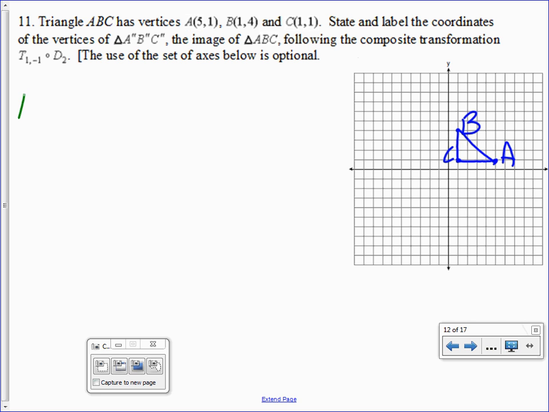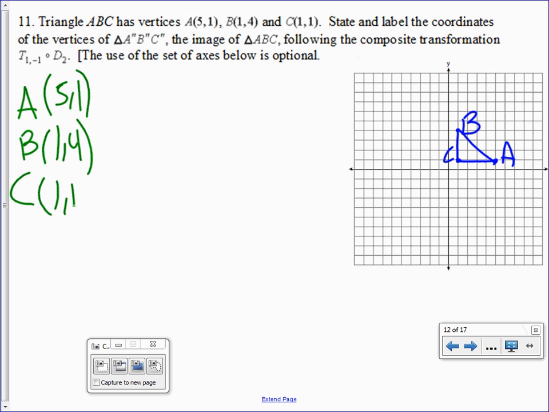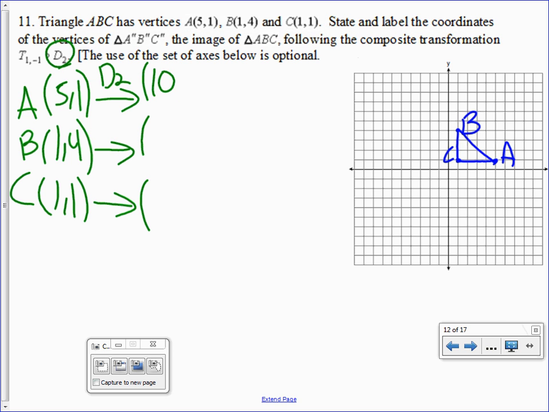Let's start by listing my original points, A, B, and C. A is 5, 1, B is 1, 4, C is 1, 1. I always start on the right. Dilation, we have our song to help us remember. Dilations multiply. I multiply both coordinates by 2.